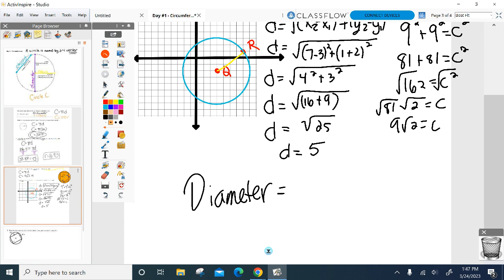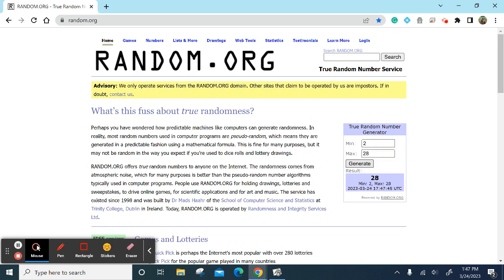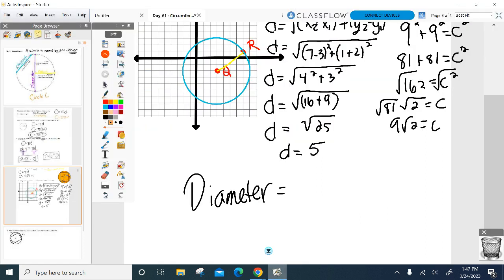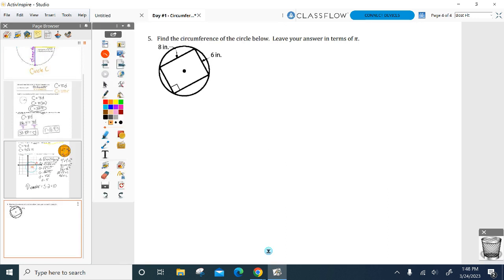Diameter 5, radius 5. Diameter 10. How'd you get that? 2 times 5. Because you can multiply. Good. And then you have one more that you will be doing in your group. And yes, you can assume that's a rectangle.